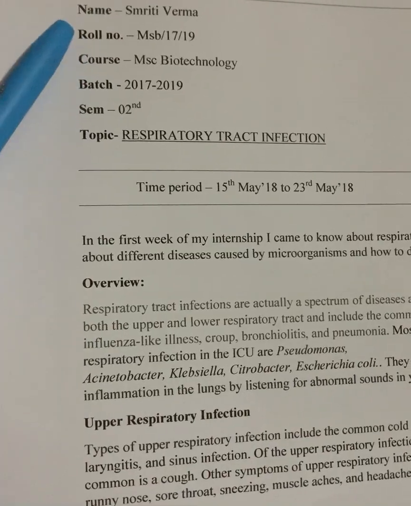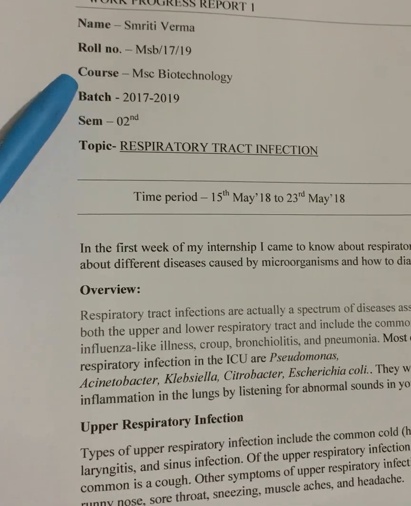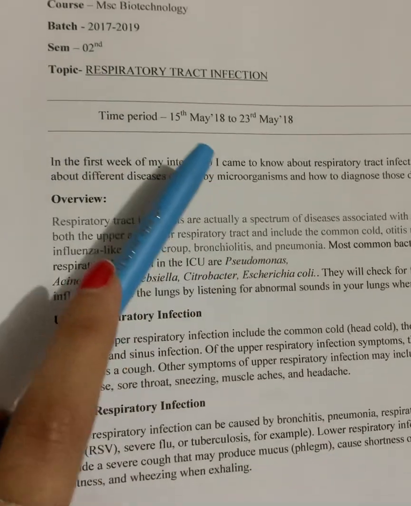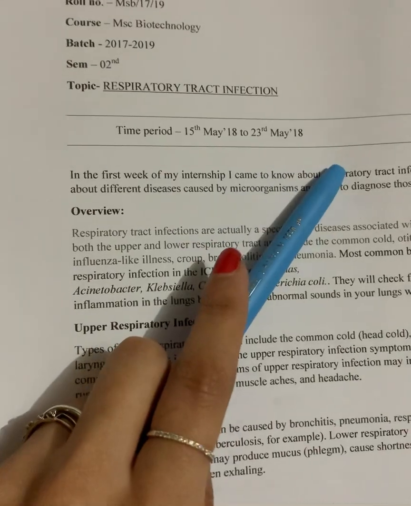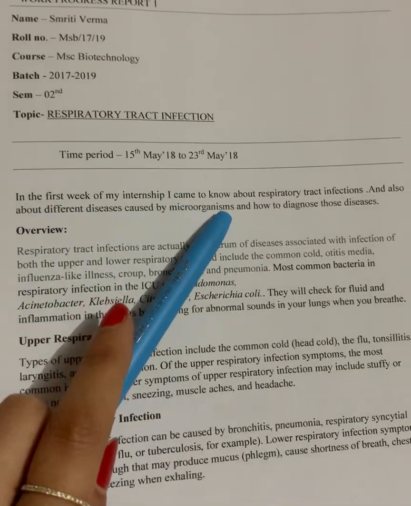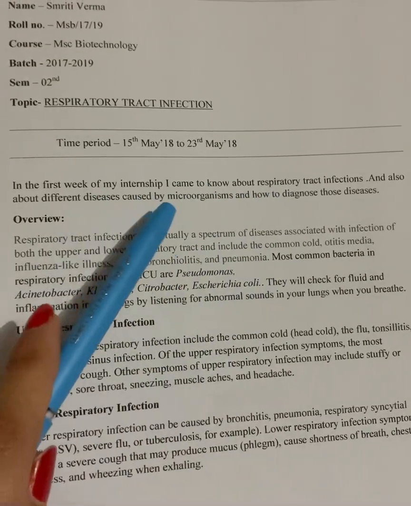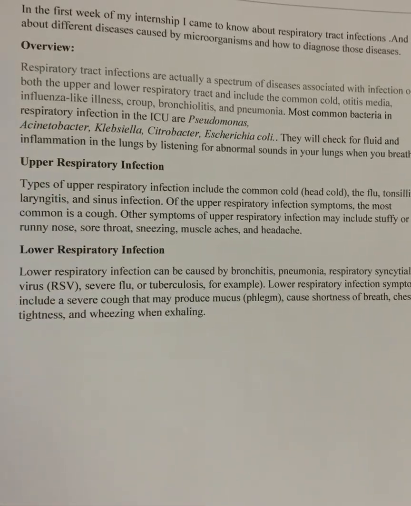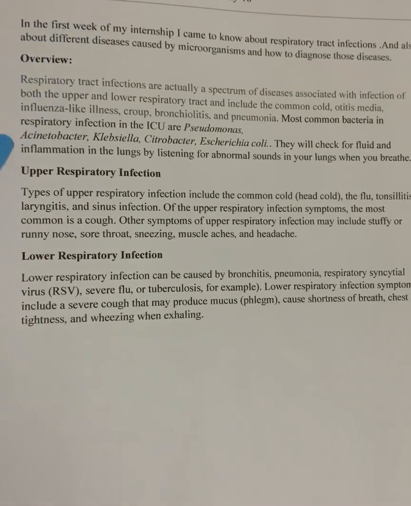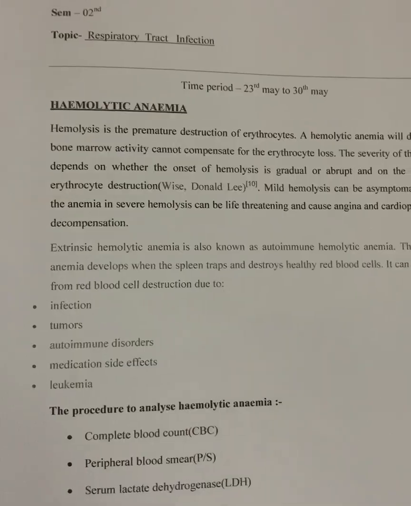First, start with your name, roll number, course, your batch, semester, and the topic. And then you're supposed to mention the time period, that is 1 week's time. And then you're supposed to give a small introduction about your topic on which you're doing the internship. Your weekly progress report should be of only 1 page, not more than that. The same format is followed in the further weekly progress reports.